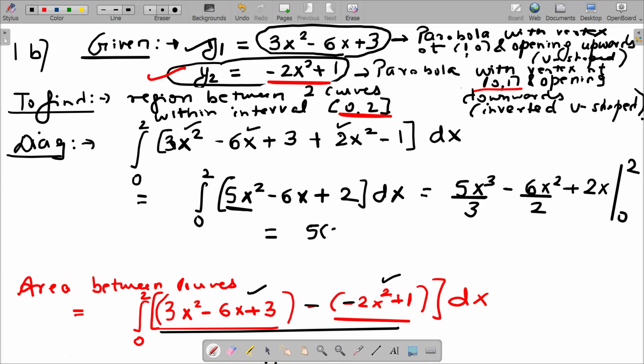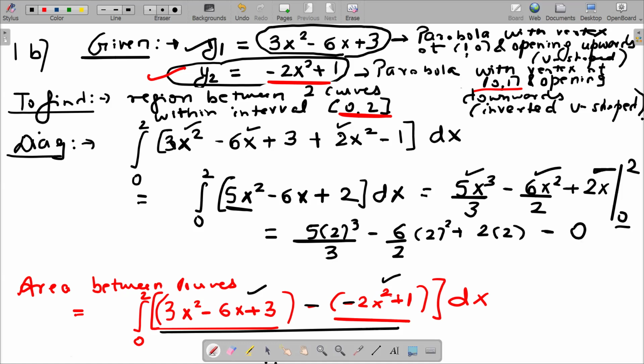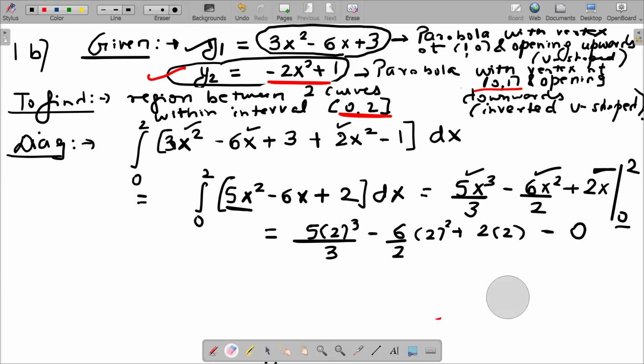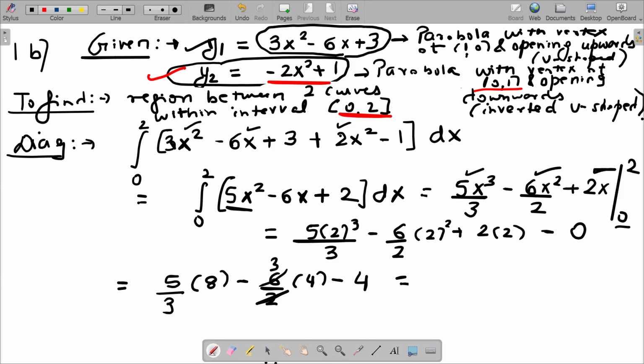This is going to be 5 into 2 cube by 3 minus 6 by 2 times 2 square plus 2 into 2. And guys, when I put 0, this will be 0, this will be 0, this will be 0. So the whole thing is minus, subtracted 0. So if I erase all this off, I get 5 by 3 times 2 cube is 8 minus 6 by 2 times 2 square is 4 minus 4. So 2 cancels with 6, making it 3. So I have 40 by 3 minus 12 minus 4, which is 40 by 3 minus 16.